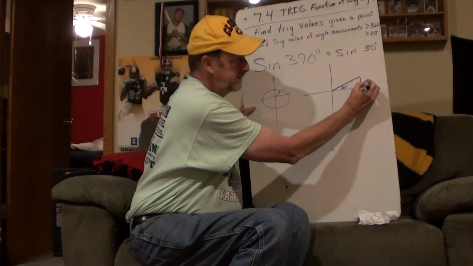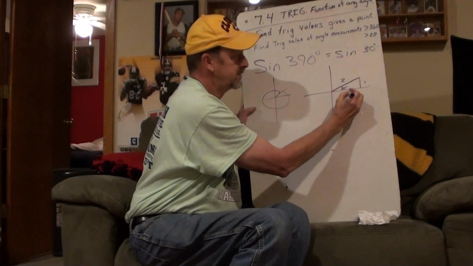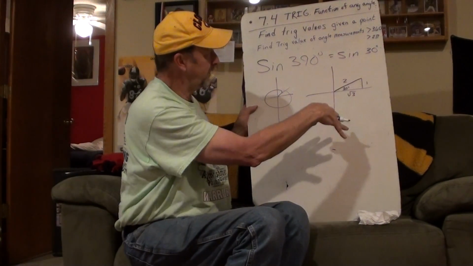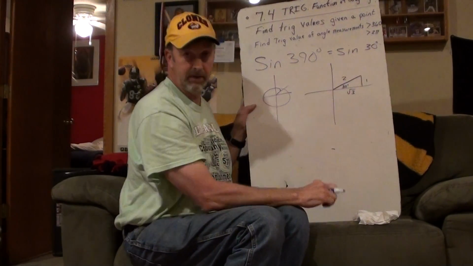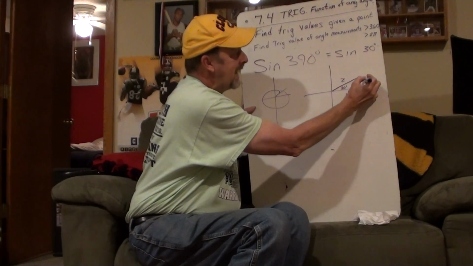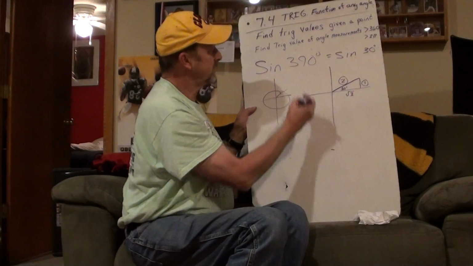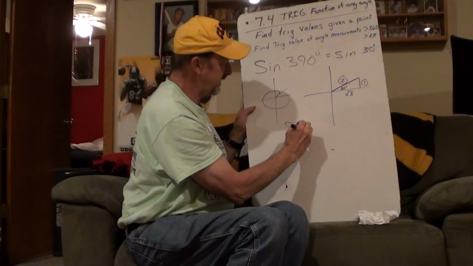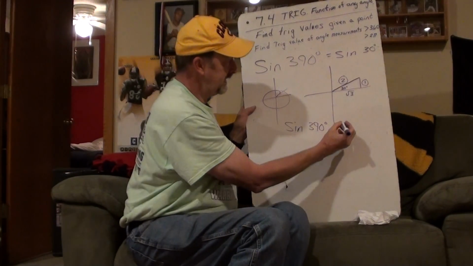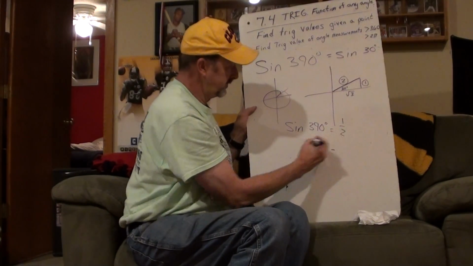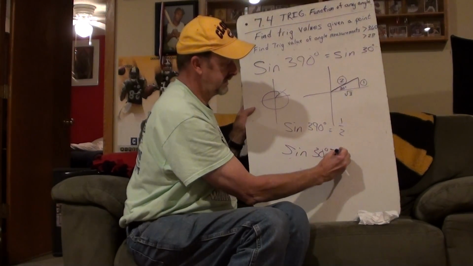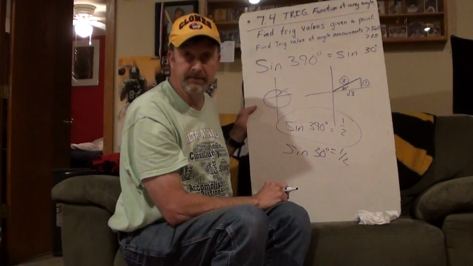This would be 1. Hypotenuse is 2. And this is about 1.7, which is the square root of 3. Okay, so now we've got everything we need. There's actually one number we don't need. We don't need the adjacent, really, but it's okay to put it in there. So opposite over hypotenuse would be 1/2. So the sine of 390 is 1/2, which is also the same as the sine of 30 degrees. But the question is asking this one right here.